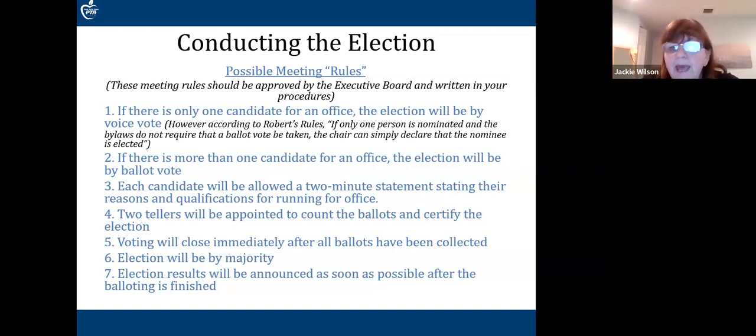If there's more than one candidate, the election will be by ballot vote. Each candidate will be allowed a 2-minute statement stating their reasons and qualifications for running for office. 2 tellers will be appointed to count the ballots and certify the election. Voting will close immediately after all ballots have been collected. The election will be by majority, and the election's results will be announced as soon as possible after the balloting is finished. This way, everybody has a clear understanding of how the election will take place. So it's very important that you have these meeting rules in the case of a contested election.